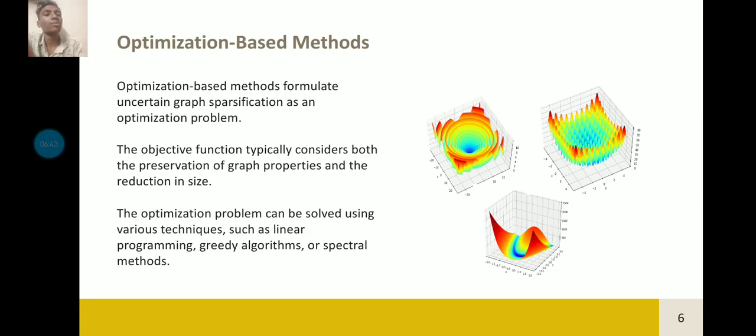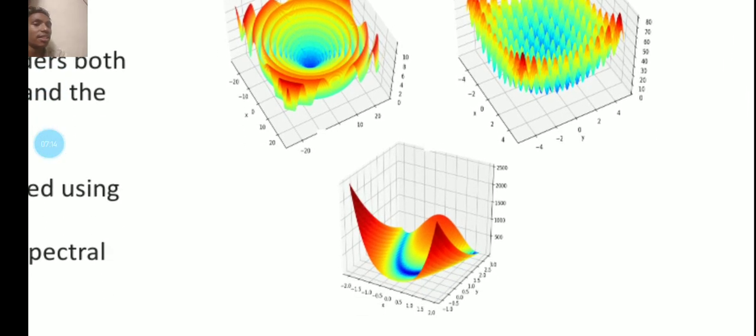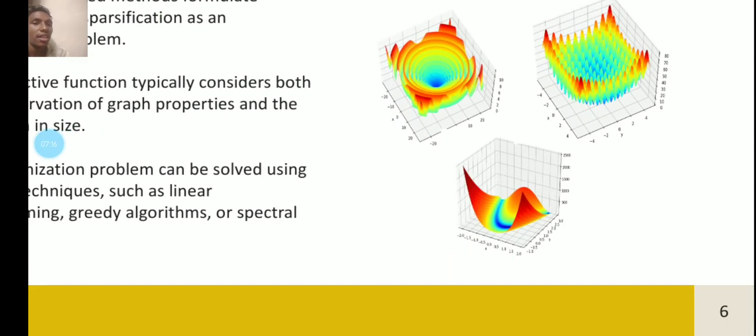Now we will see about optimization-based methods. Optimization-based methods formulate uncertain graph specification as an optimization problem. The objective function typically considers both the preservation of graph properties and the reduction in size. The optimization problem can be solved using various techniques such as linear programming, greedy algorithms, or spectral methods. These are the three types of graphs as we can see here.